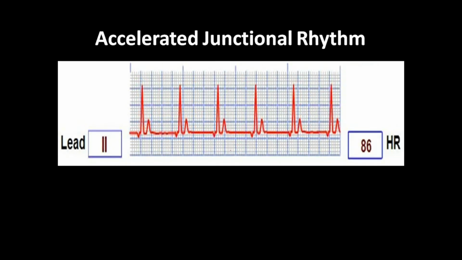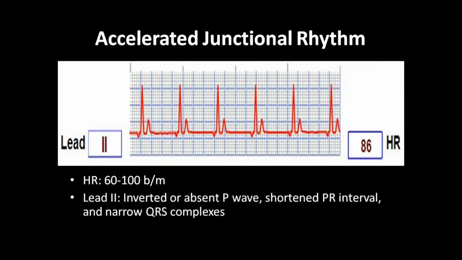Accelerated junctional rhythm. Here again the rhythm is from the junction, but at an accelerated rate. So the heart rate will be 60 to 100 beats per minute. Usually the junctional rhythm will be between 40 to 60 beats per minute, but since it is more than 60 beats per minute, it is called accelerated junctional rhythm. So there will be an inverted or absent P wave. In this case, you can see all the inverted P waves.